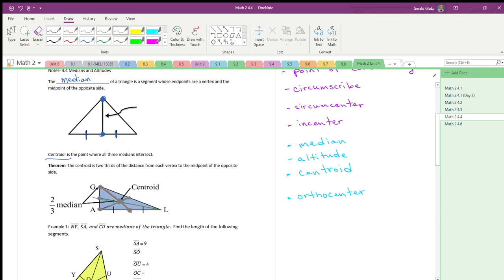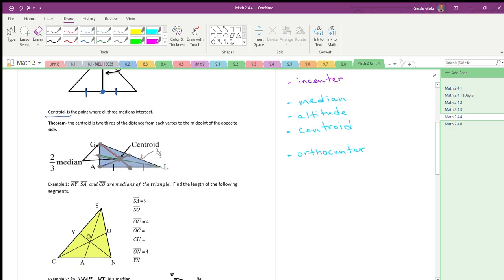One thing that we need to know about the centroid is that the length from a vertex to the centroid is 2/3 of the length from the vertex all the way to the midpoint. So the length from L to the centroid would be 2/3 of the length from L to the midpoint. We'll do an example of that in example 1.